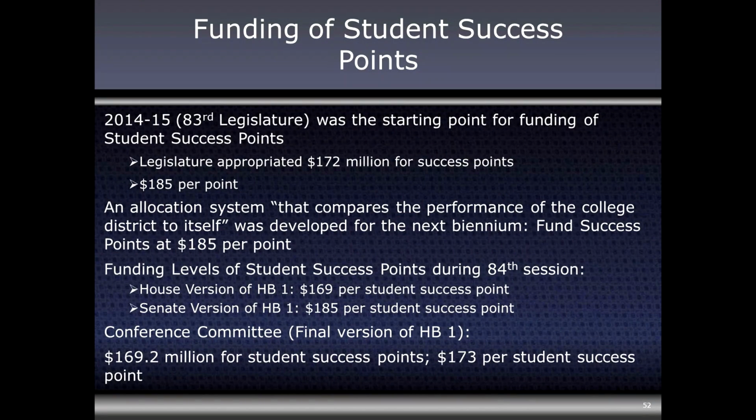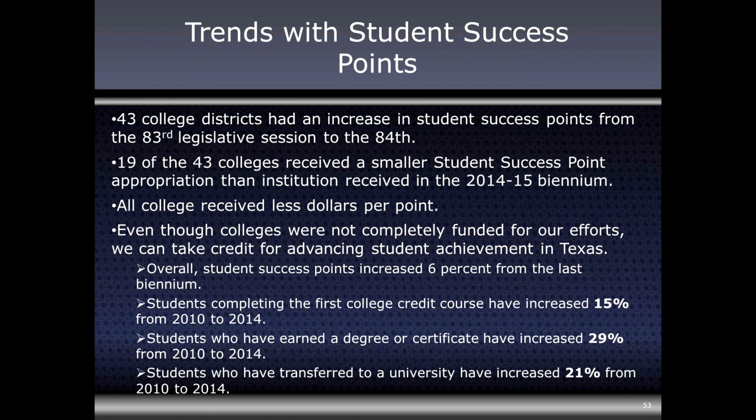When we went into the 83rd legislative session, we were very clear that this needed to be a successful system. You have to continue to fund the performance measures. You can't have the cuts around that. And so we went in and it was funded at 185 points per student success point. And then this last session it went down to 173 points. And it really became clear out of this last session, maybe this wasn't the priority for all the legislators that it had been in the session before.